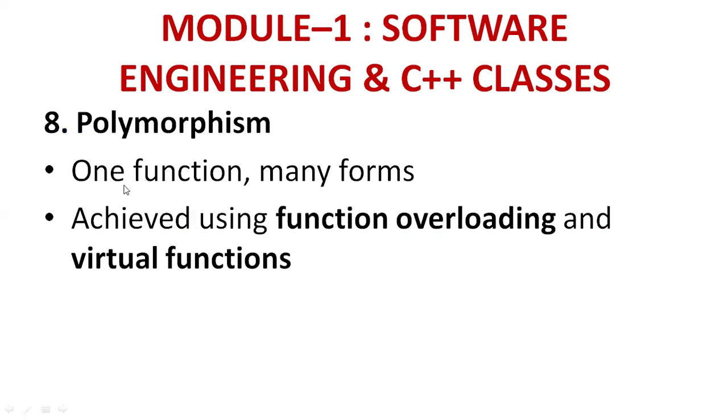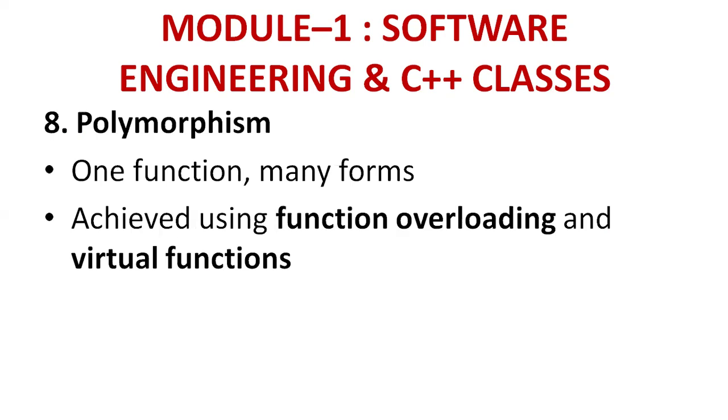What do you mean by polymorphism? One function may appear in different forms. For example, print 1 plus 2. So that is concerning integers. Print hello world. So that is for string, correct? So print, for example, can be used for displaying the output of different kinds.